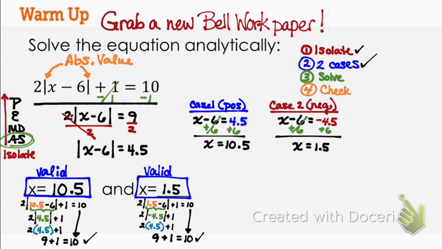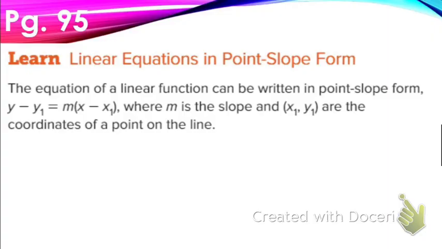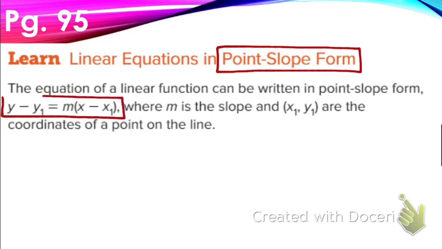All right. We are going to be in your books today, pages 95 and 96. So we're going to start off on page 95. Page 95, and the first thing we're going to do is talk about point slope form. Point slope form.